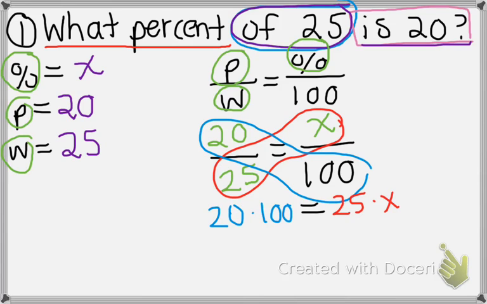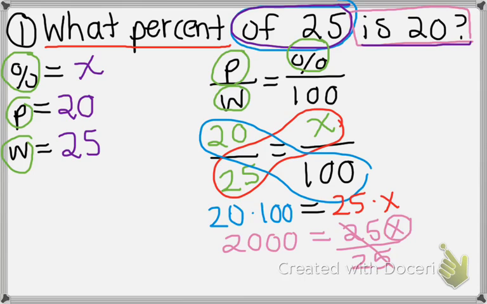So now we go down straight in a vertical way. 20 times 100, well let's see, 2 times 1 is 2, and we add those 3 zeros, equals 25 times X, which is just 25X. Remember we're trying to find what X is. So to get X by itself, we need to cancel out that 25. In order to do that, we have to divide by 25, because 25 divided by 25 is 1, and 1 times X is X. But what we do on one side, we have to do on the other side. So now we have X equals whatever 2,000 divided by 25 is, which comes out to be 80.